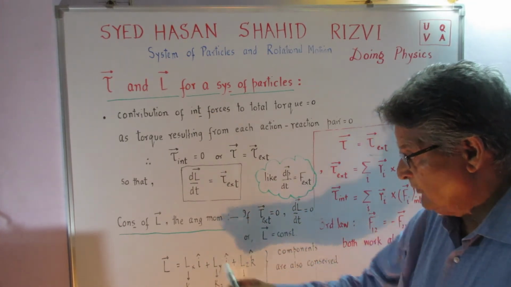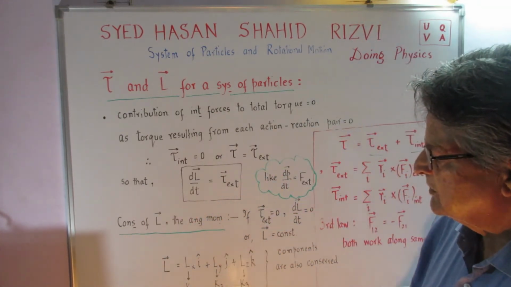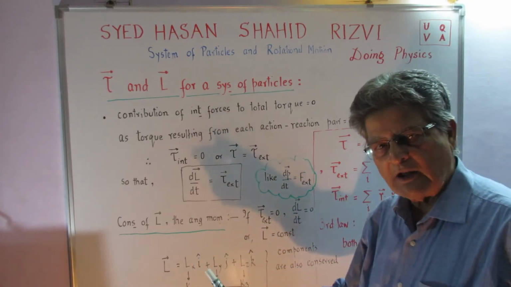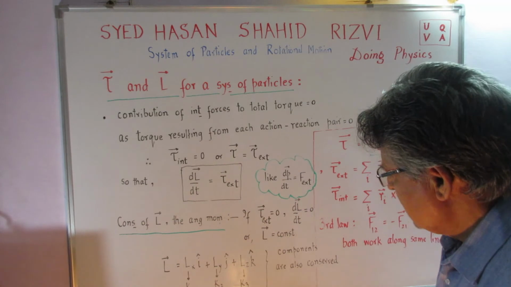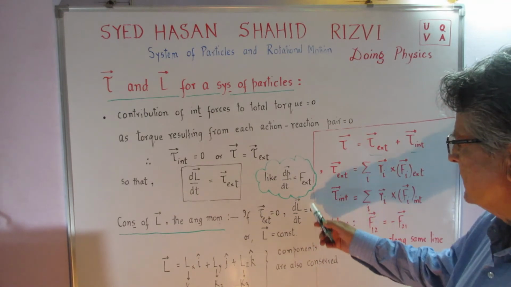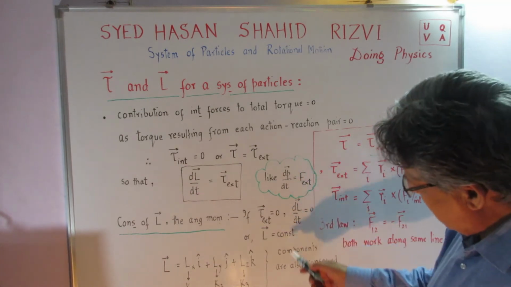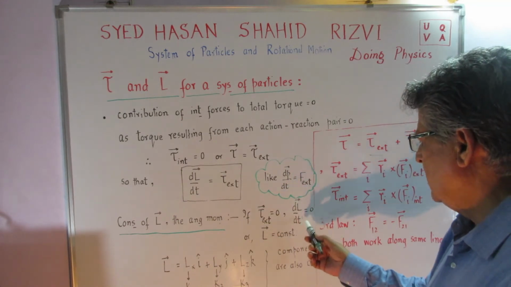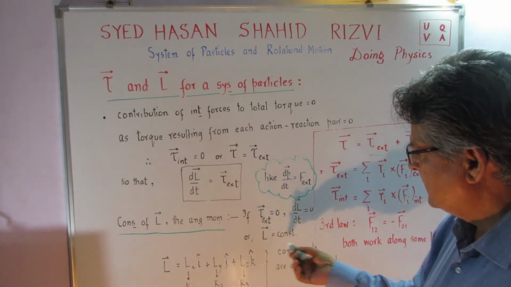The components of the vector L, the angular momentum in the x direction, y direction, z direction, will also not change if this external torque is equal to 0. I repeat, if there is no external torque, then dL/dt, which defines the external torque, is also equal to 0. And d/dt of what is 0? d/dt of a constant is 0. So this constant I take here, that my L will be a constant.